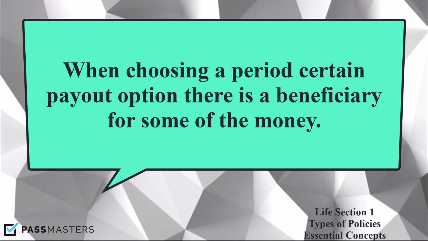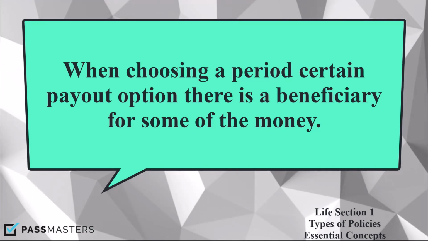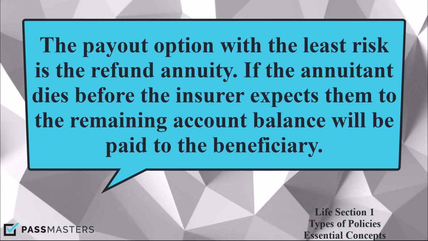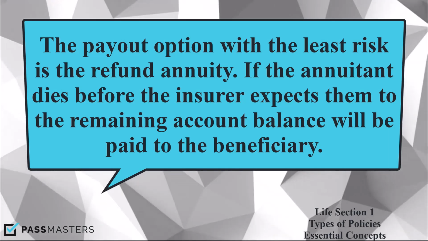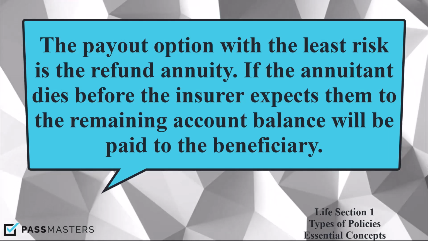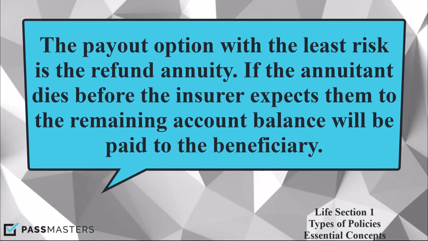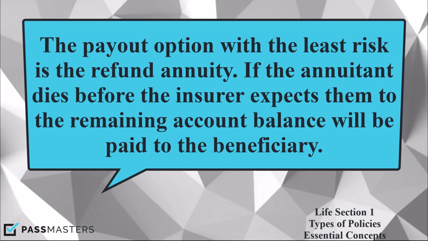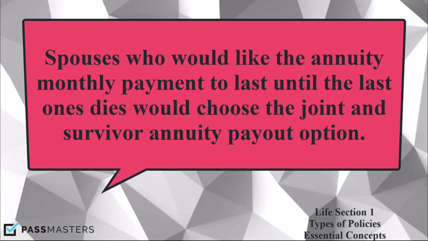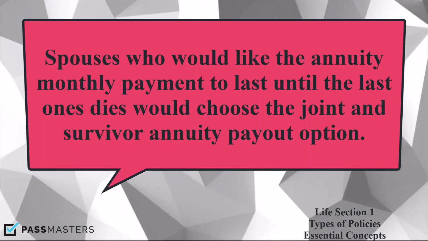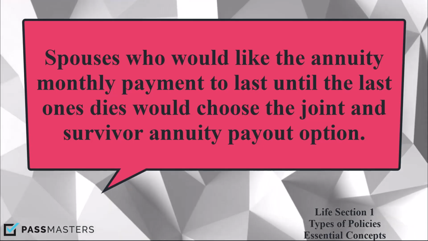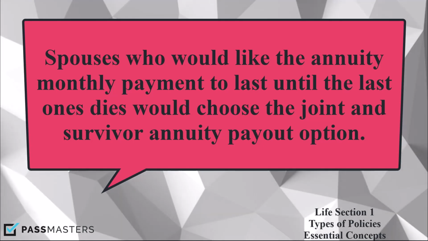When choosing a period certain payout option, there is a beneficiary for some of the money. The payout option with the least risk is the refund annuity. If the annuitant dies before the insurer expects them to, the remaining account balance will be paid to the beneficiary. Spouses who would like the annuity monthly payment to last until the last one dies would choose the joint and survivor annuity payout option.